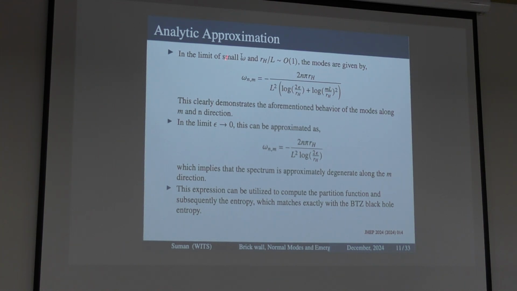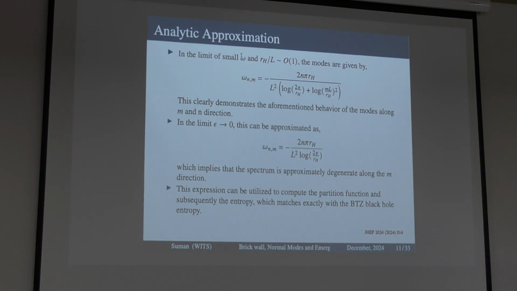In the regime when your R over A is an order 1 number, and for small omega, you can write this analytic expression for the normal modes, and from this expression you can see why this is linear along any direction, and why it depends logarithmically along any direction. And for very small epsilon, when your wall is very close to the horizon, this number is very big compared to that number, and then you can approximate it by this equation, and so you can see that there is a huge degeneracy along any direction.